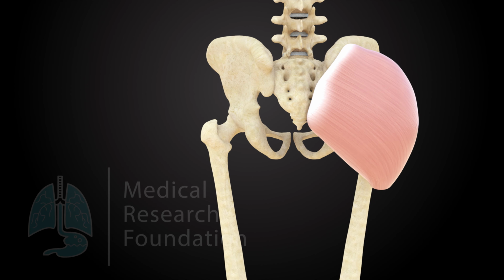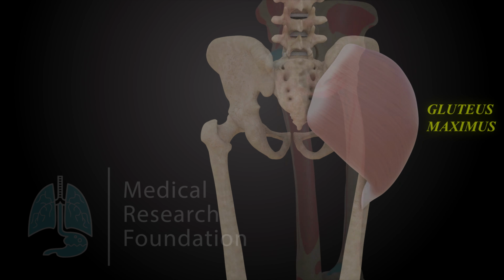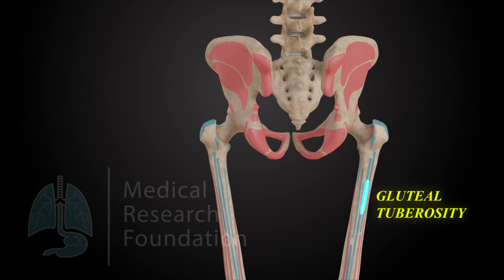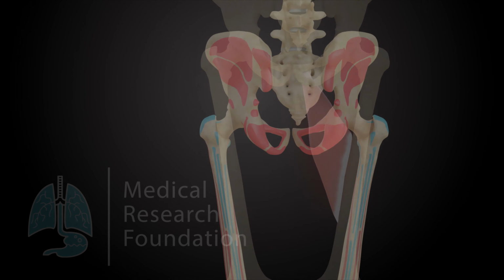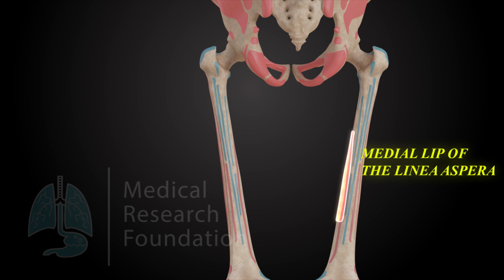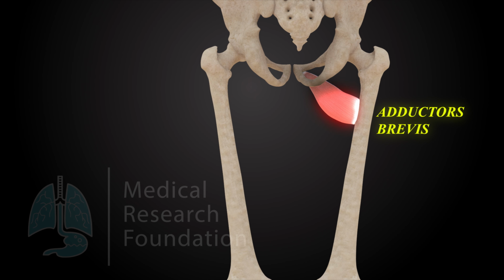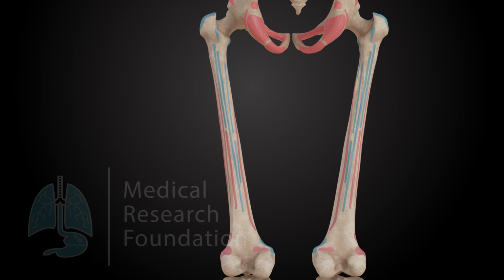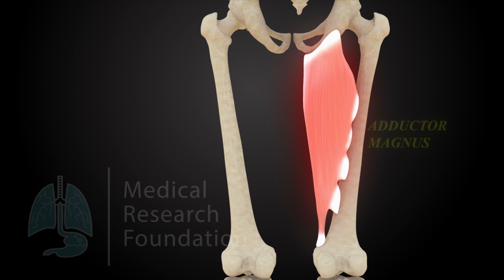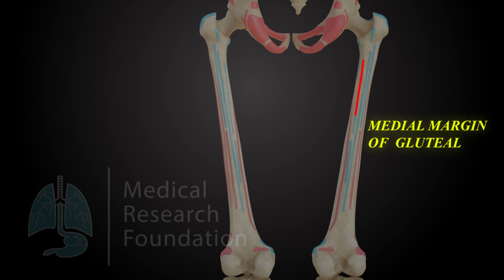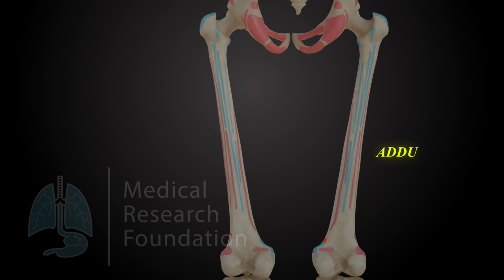The deeper fibers of the lower half of the gluteus maximus are inserted into the gluteal tuberosity. The adductor longus is inserted along the medial lip of the linea aspera. The adductor brevis is inserted into a line extending from the lesser trochanter to the upper part of the linea aspera. The adductor magnus is inserted into the medial margin of the gluteal tuberosity, the linea aspera, the medial supracondylar line, and the adductor tubercle.